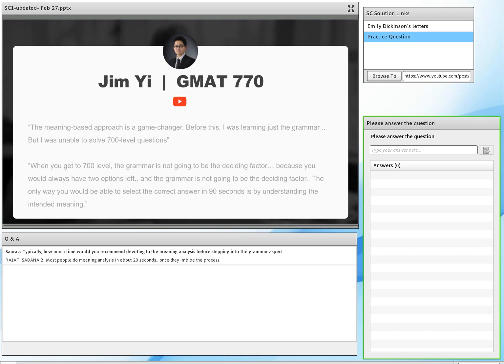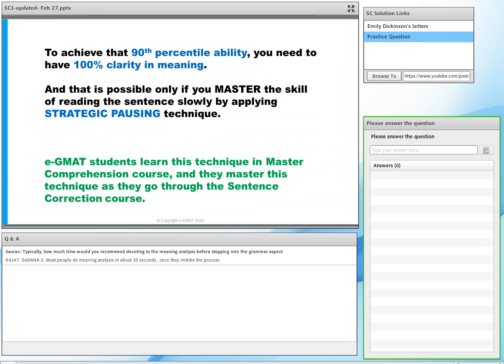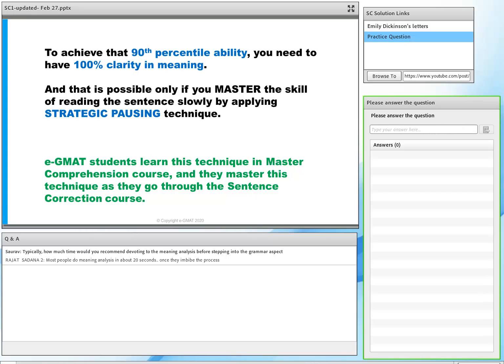The only way you'd be able to get to the correct answer in 90 seconds is by focusing on the intended meaning. Why? Because once you focus on intended meaning, you don't have to worry as much about the rules of grammar, because you focus way more on logic. So let's talk about this. How many of you feel that, post this, you're going to give the meaning-based approach a try? Just a show of yes, no over here. Okay, perfect. That's wonderful. I'm really glad to see that. So give that meaning-based approach a try.